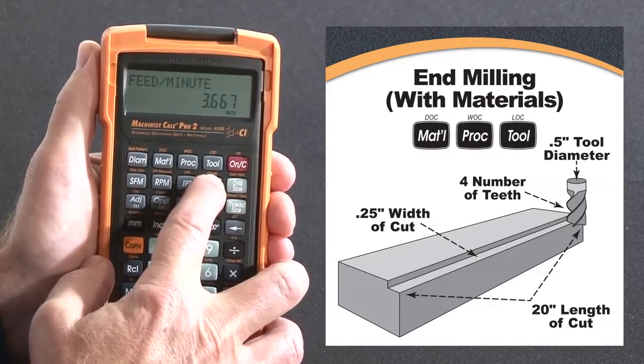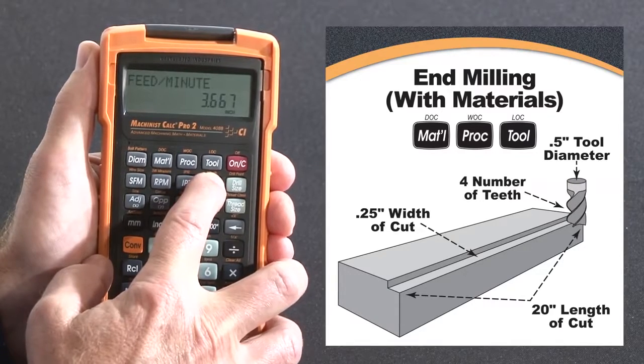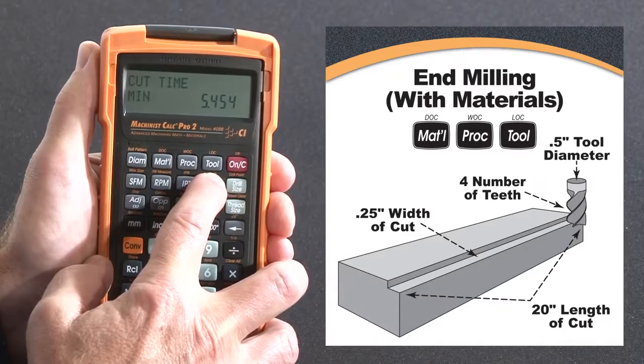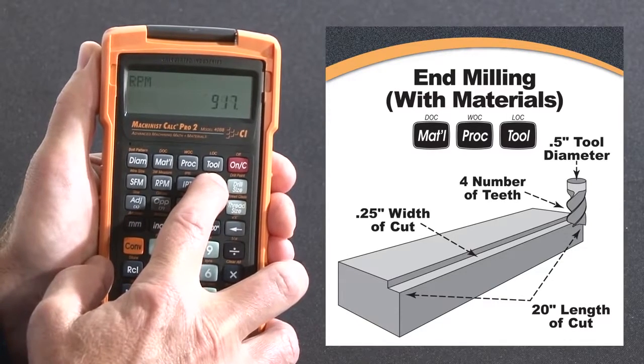Now I can solve my feed per minute, 3.667 inches per minute. My cut time is going to be 5.454 minutes. My RPM is going to be 917.